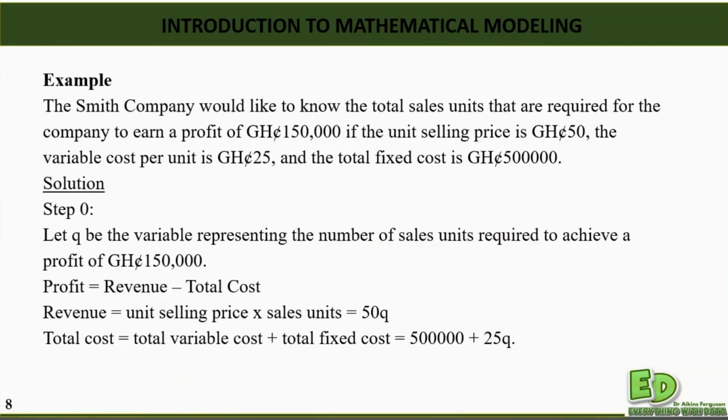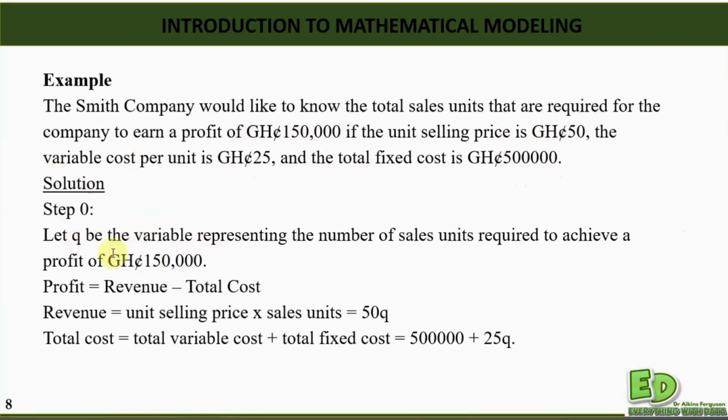Let's go ahead here. The Smiths company would like to know the total sales units that are required for the company to earn a profit of 150,000 if the unit selling price is this, right? And the profit is this. The variable cost is 25 cedis and the total fixed cost is 500,000 Ghana cedis. Right. Step 0 is to write the decision variable.